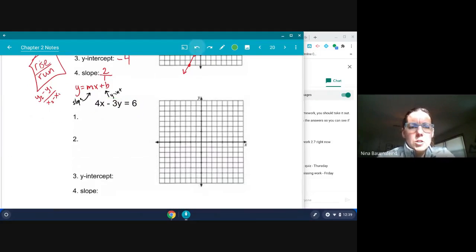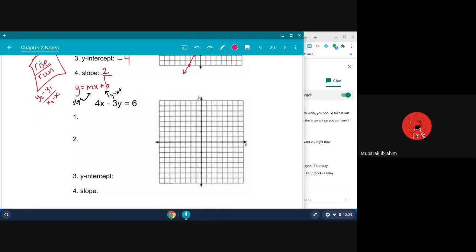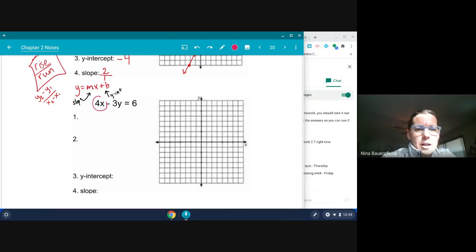Okay, so the first step is to isolate y by moving the x. So what is our x term here? Which part has the x? 4x. And is that positive or negative? Positive. Okay, so to get rid of it, we need to minus it. That's the opposite. So this is 0, and we have negative 3y equals 6 minus 4x.